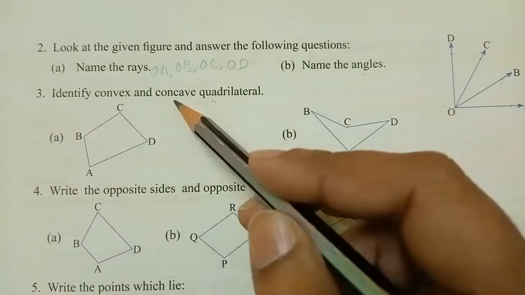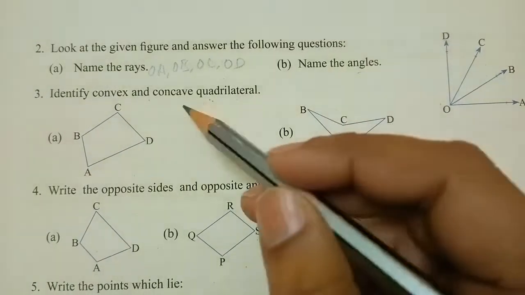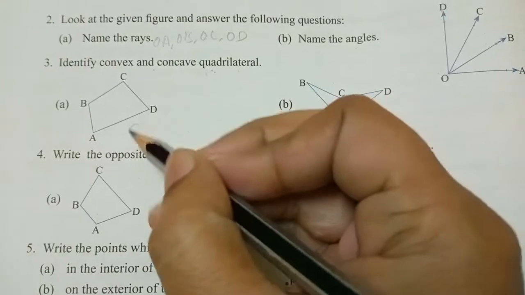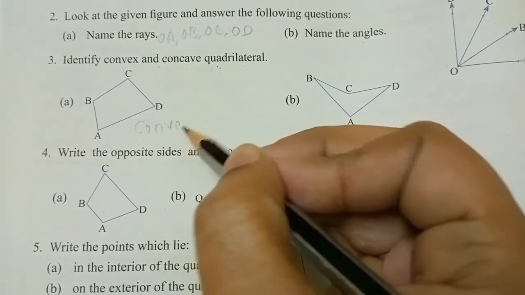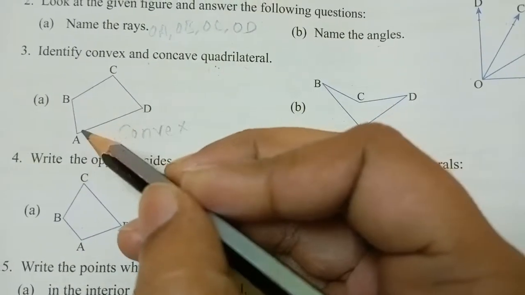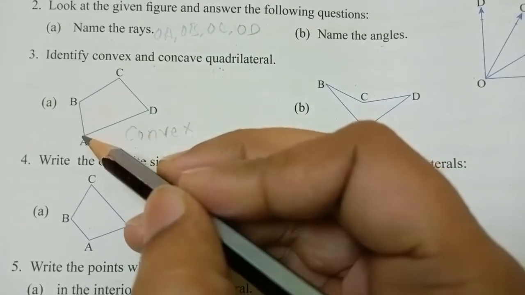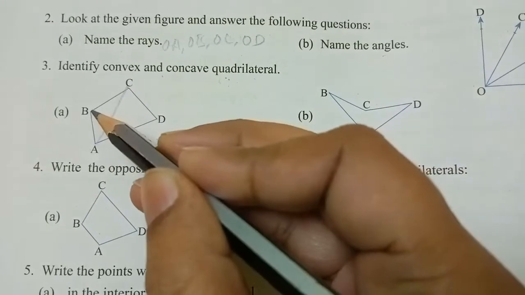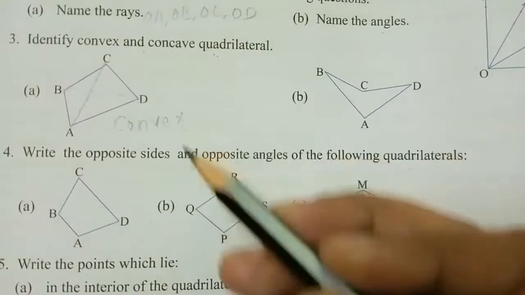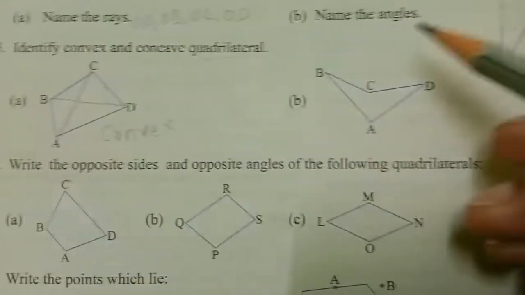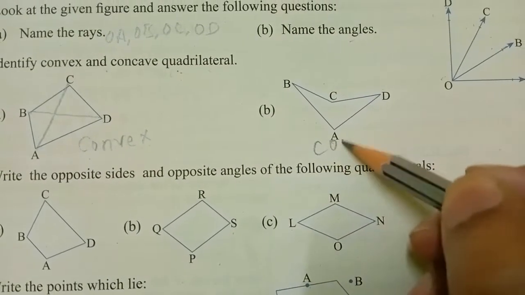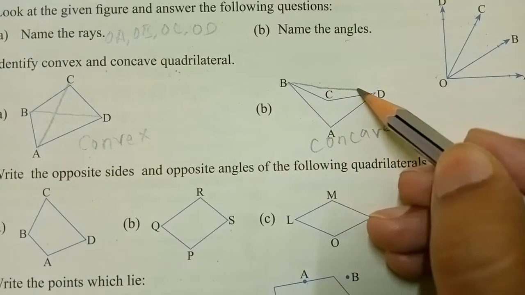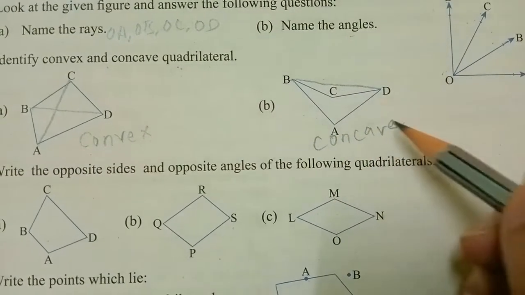Now identify convex and concave quadrilaterals. Which is concave and which is convex? This is convex because all the vertices are joining each other, and when you draw a line, it is inside the quadrilateral. That's why it is convex. This one is a concave quadrilateral because when you draw a line, it comes outside. The vertex is joining outside the quadrilateral. That's why it is concave.